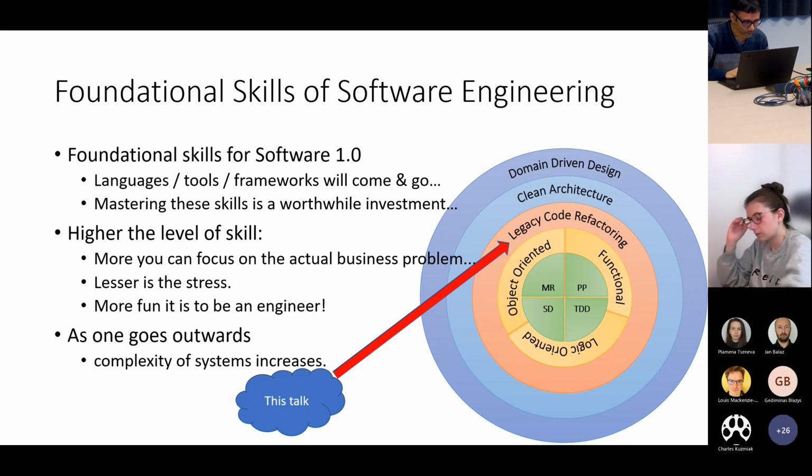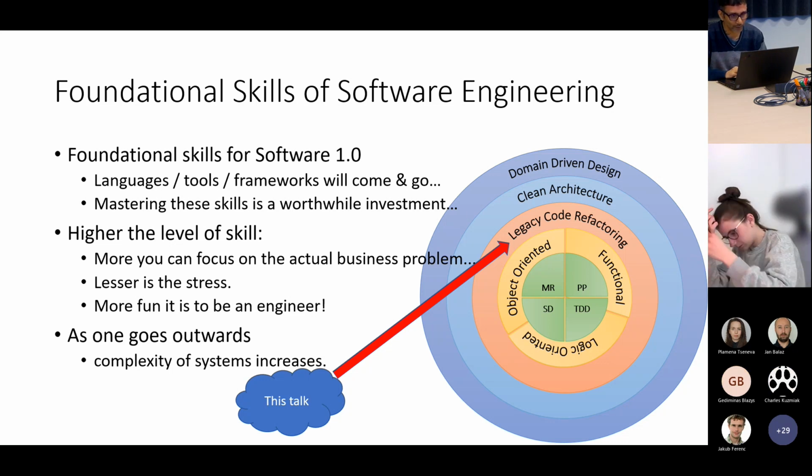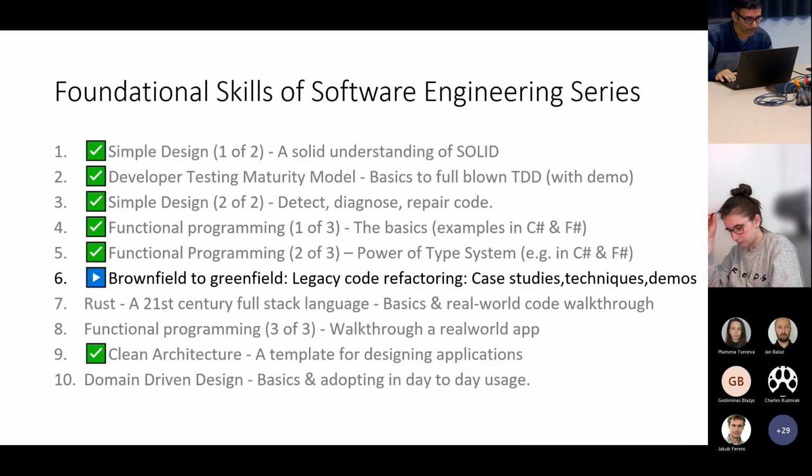The main thing is this talk will focus on the legacy code refactoring aspects. And as you can see, the complexity of a system increases as you go outside. Up until clean architecture, you have a single system, a single bounded context, or rather a single domain, and with domain-driven design, you can essentially spread out to multi-bounded context systems design overall. I think we've covered a bunch of stuff, and this is today's focus. We'll try and do some of the other stuff in the upcoming weeks.